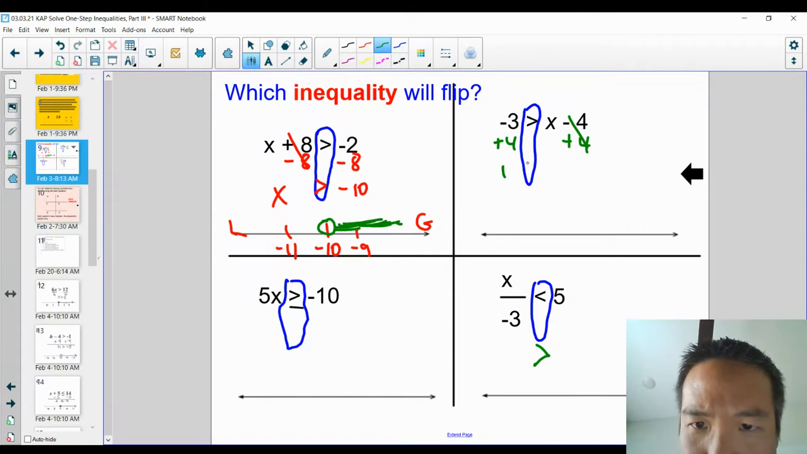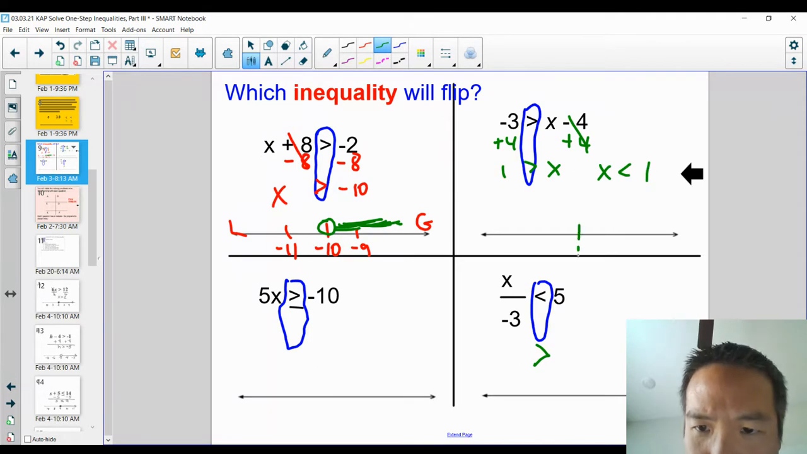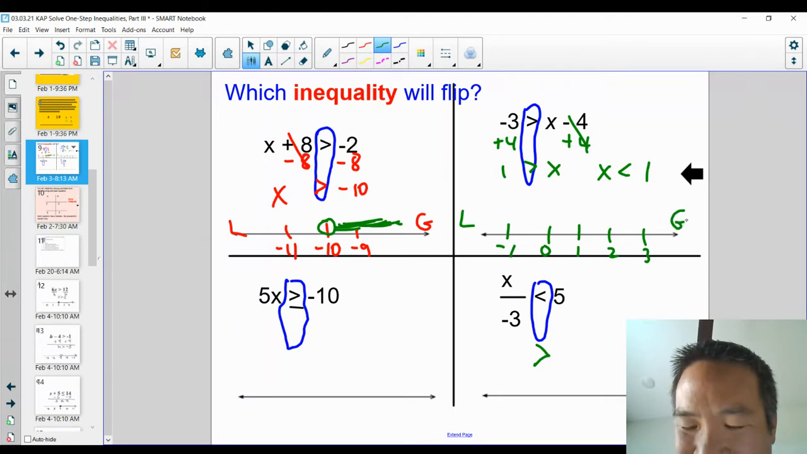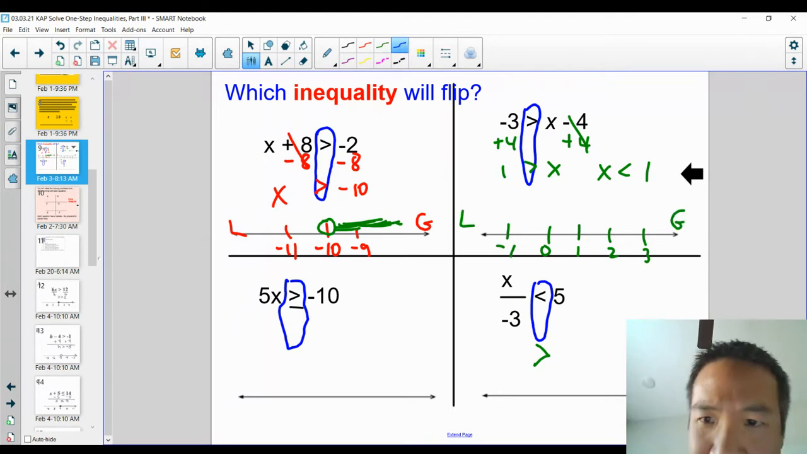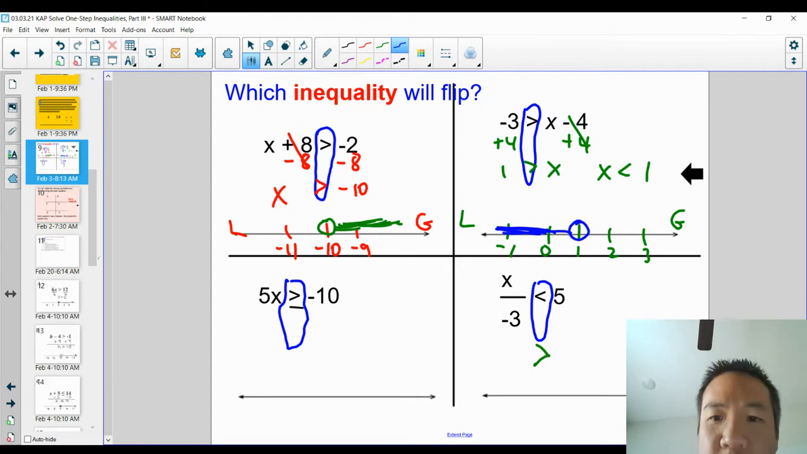Cancel. That's 1 greater than x. But I like putting it x is less than 1. So here's 1, 2, 3, 0, negative 1. Again, a number line goes from least to greatest. So it is x is less than, open dot, all the numbers that are less. Check your work. If I input a test point of 0, 0 minus 4 is negative 4. Negative 3 is greater than negative 4.